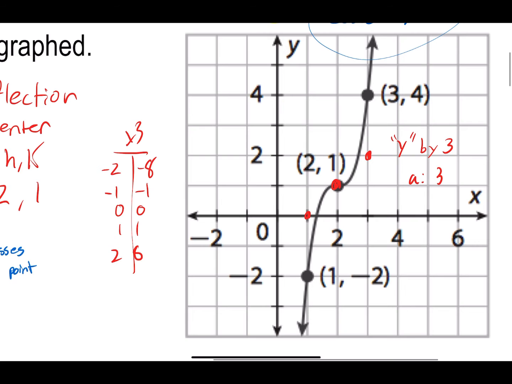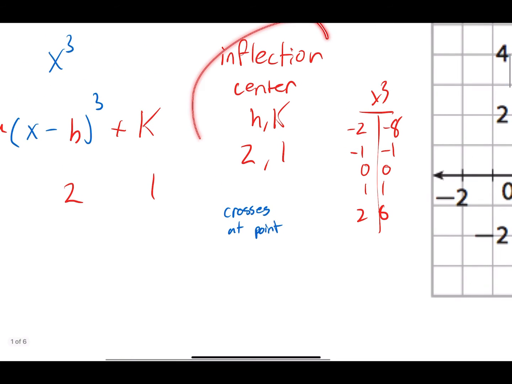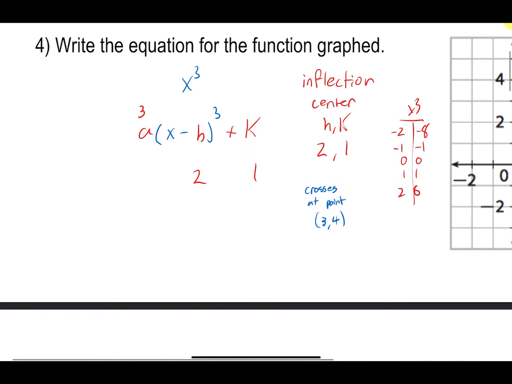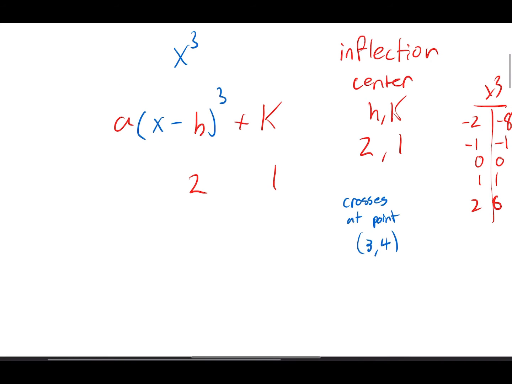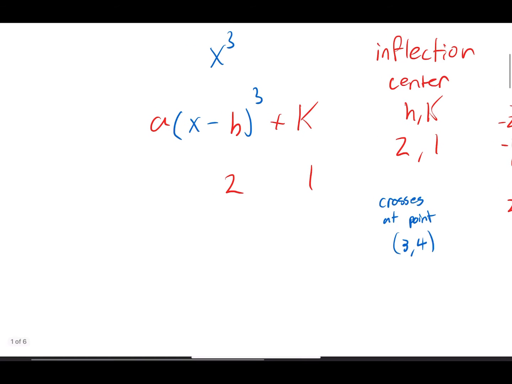Well, they've given us a couple of extras. We got 3, 4, and we got 1, negative 2. Let's say we pick 3, 4. Let's say the inflection point's at 2, 1, and it crosses at 3, 4. That's all I need to know to fill out what a is, even without a graph, because this is a function where y equals stuff.